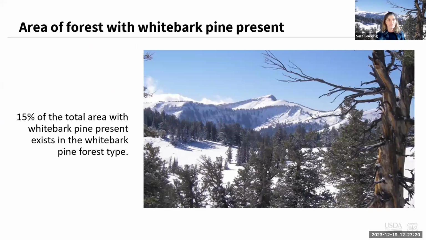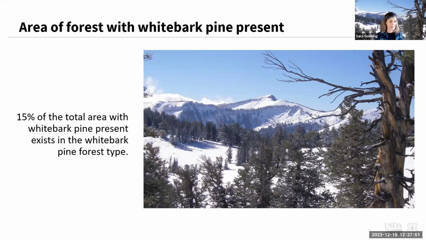So the area of forest with whitebark pine present, this means that any whitebark pine seedling, sapling, or tree size is present on the site. And 15% of the total area with whitebark pine present exists in the whitebark pine forest type. So that means that 85% of the area with whitebark pine present is actually a different forest type. And of course, the densities of whitebark pine trees are lower in those forest types.